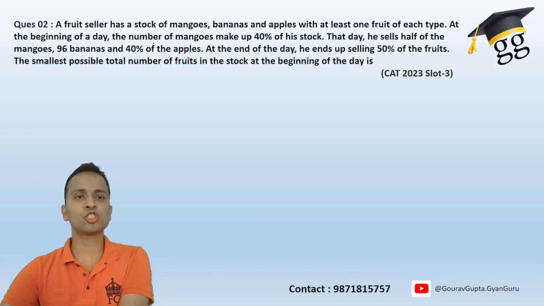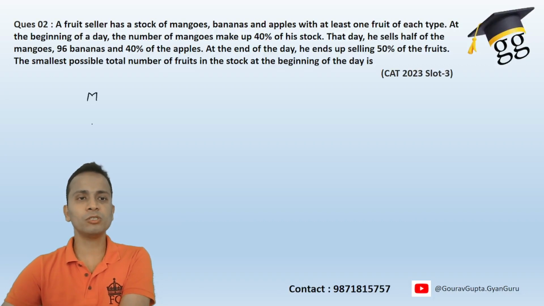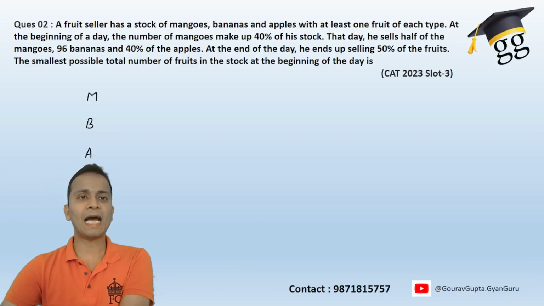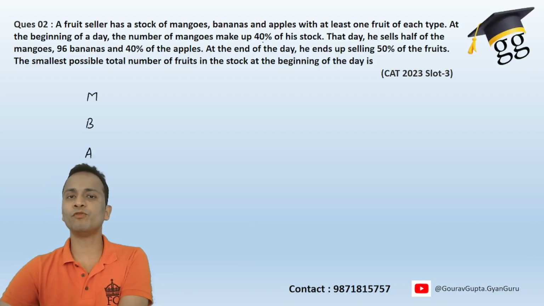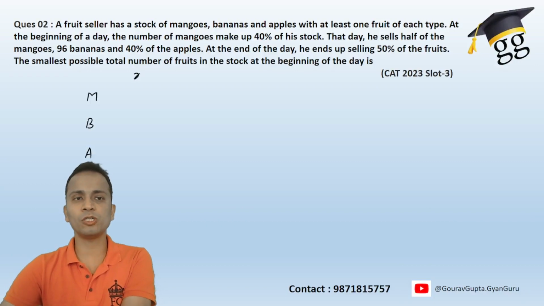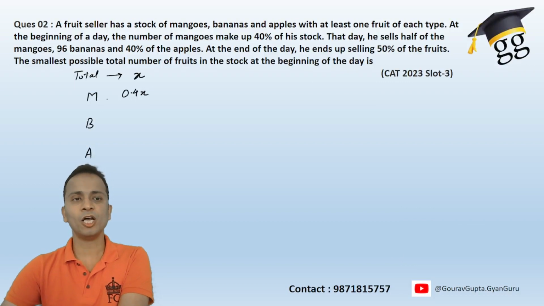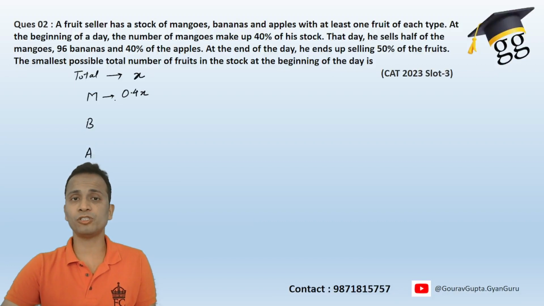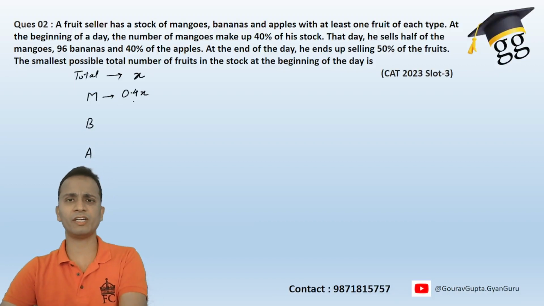A fruit seller has a stock of mangoes, bananas and apples, okay, with at least one fruit of each type. At the beginning of the day, the number of mangoes make up to 40% of the stock. So let's say the total stock is X. So number of mangoes will be 40% of this stock, right? So total stock, मैं यहाँ पे लिख देता हूँ, this is total stock as X. So number of mangoes at the beginning of the day, it's 40% of his total stock. So I have written that.